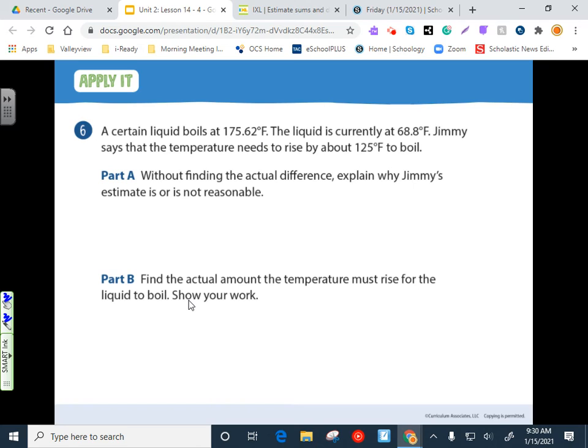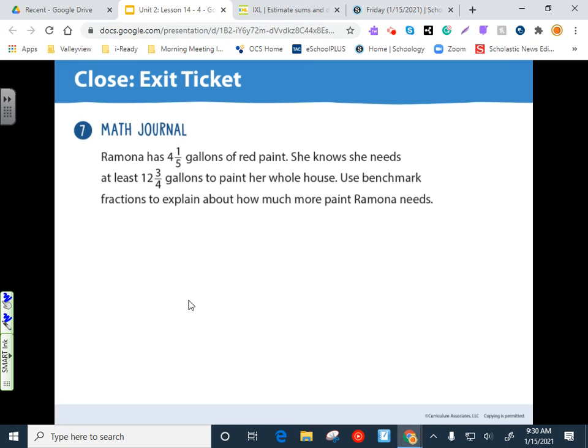And I planned on skipping 6, and then let's do 7. And this is a quick one. So Ramona has 4 1/5 gallons of red paint. She knows she needs at least 12 3/4 gallons to paint her whole house. Let's see, we have a very small house. Use benchmark fractions to explain about how much more paint Ramona needs.